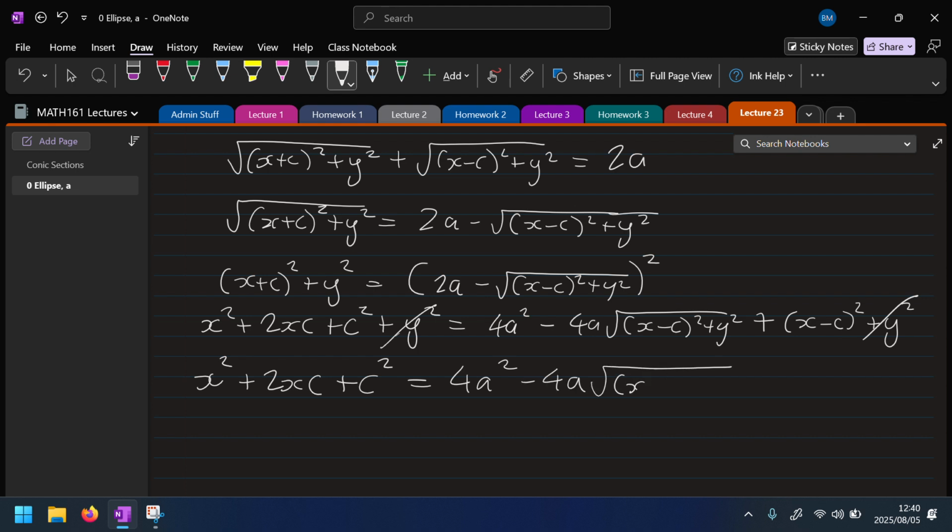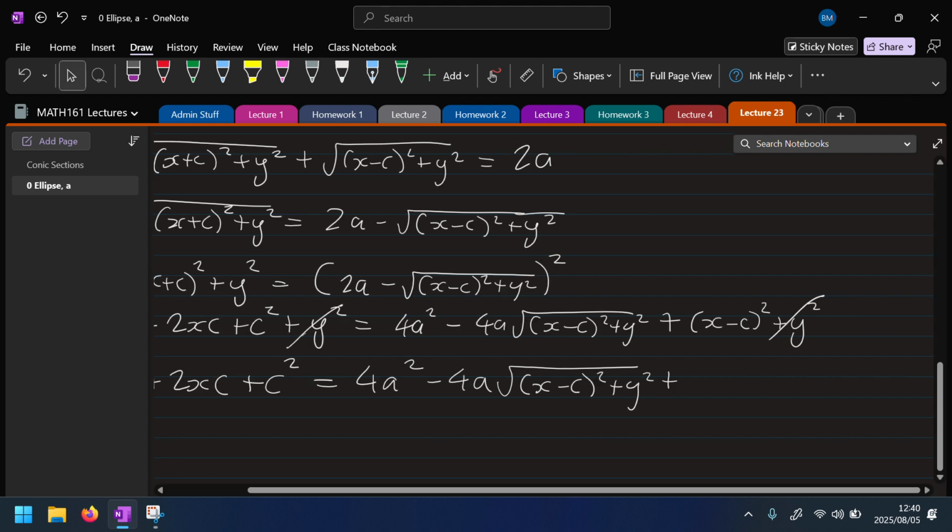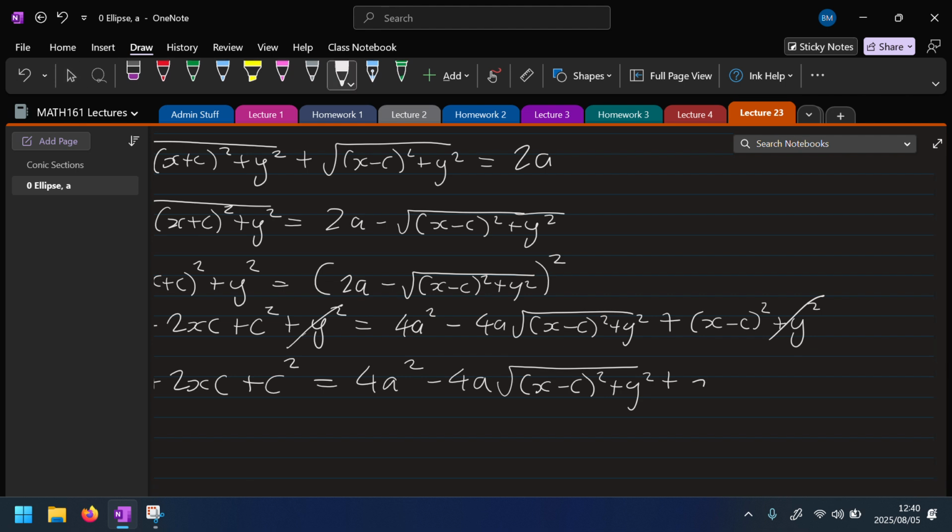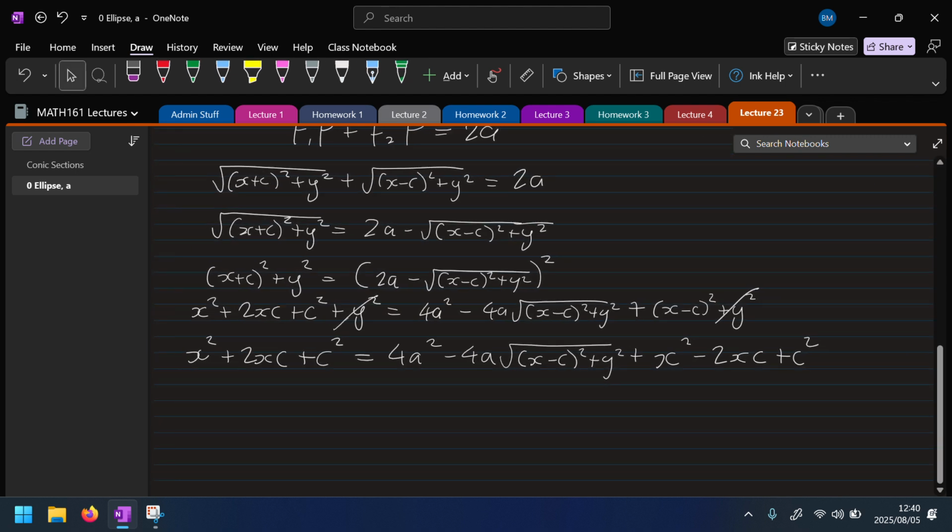4a root x minus c squared plus y squared plus, okay, and then expanding that out. So that will be x squared minus 2xc plus c squared. Okay, so a bit more cancels. Left-hand side, we have an x squared. Right-hand side, we also have an x squared, so that can go. Left-hand side, we've got c squared. Right-hand side, we also have c squared, so that can go. So we end up with this.